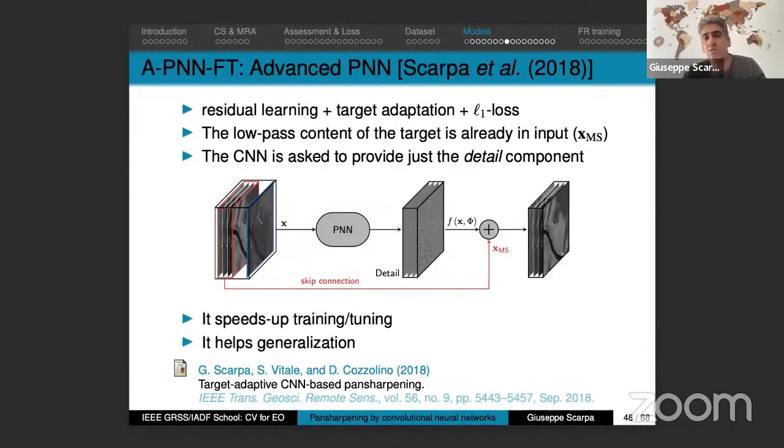We can start from our advanced PNN. The advanced version of PNN presents three main innovations with respect to the original PNN. One is the use of L1 loss, which replaced the L2 loss used in the original work, and this has sped up the training a little bit. The second innovation is residual learning, obtained by a simple skip connection that is shown here with a red connection. And the third was the introduction of the target adaptive protocol.